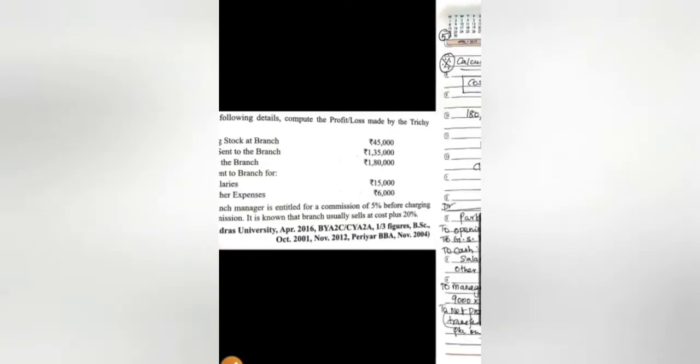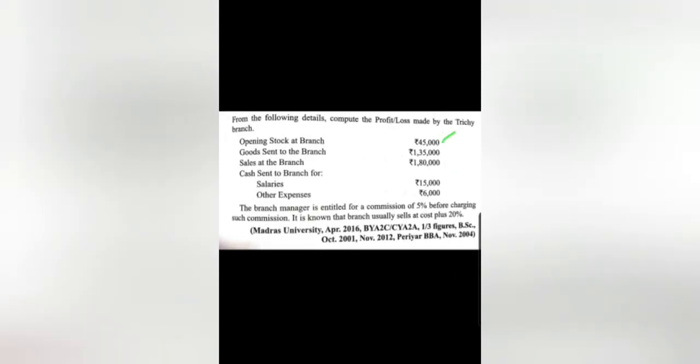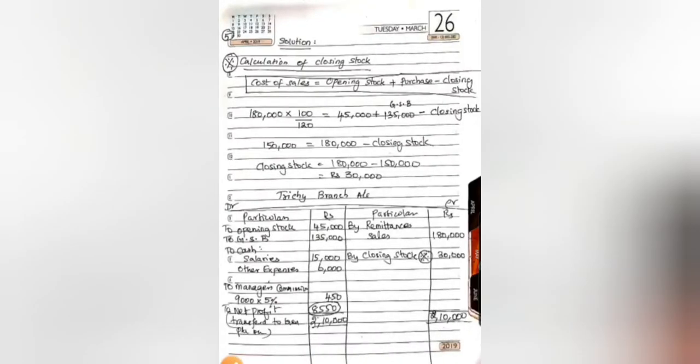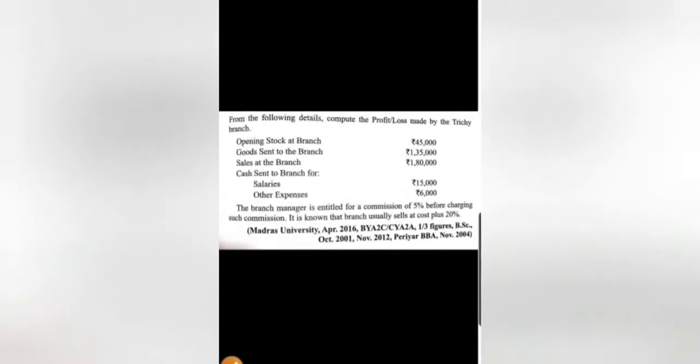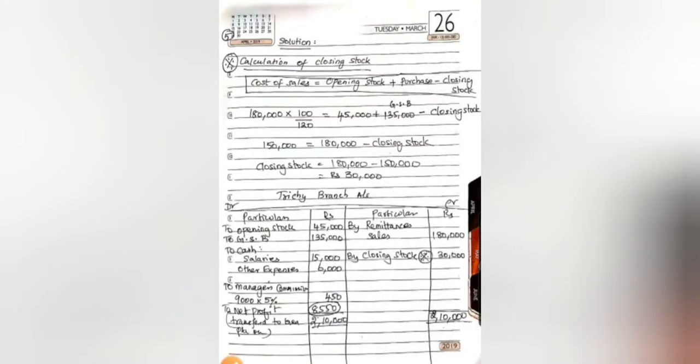See the solution part. You have to prepare the branch account; the Trichy branch account is given. So we'll be preparing Trichy's branch account. Debit, credit, particulars, rupees. First, we have opening stock of 45,000, so please record it on the debit side of the branch account. Next we have goods sent to branch 1,35,000. Please record that 1,35,000 on the debit side. I have written GSB in short form for goods sent to branch.